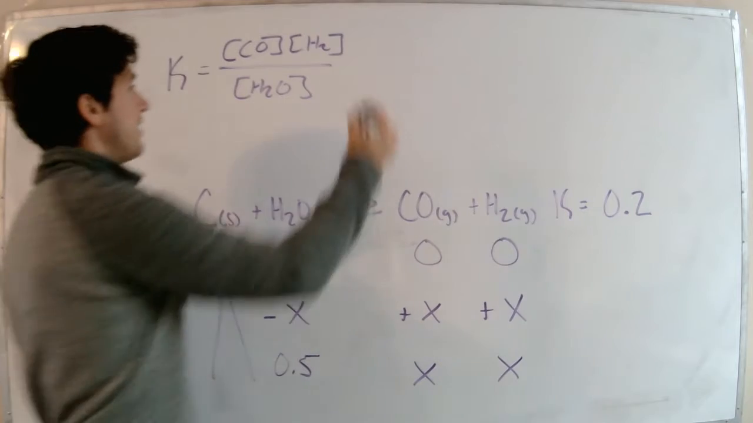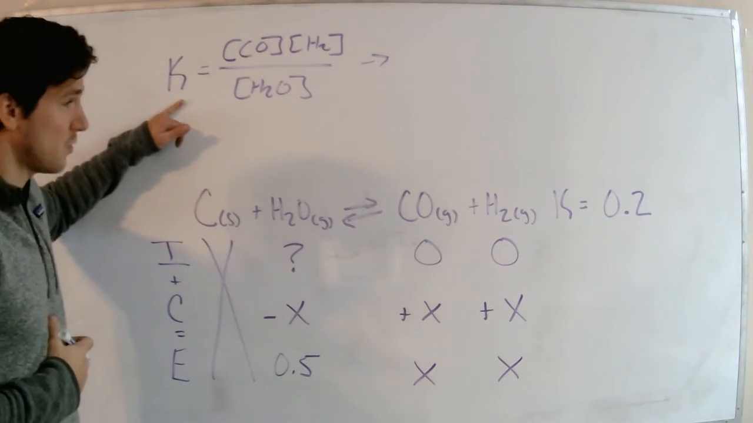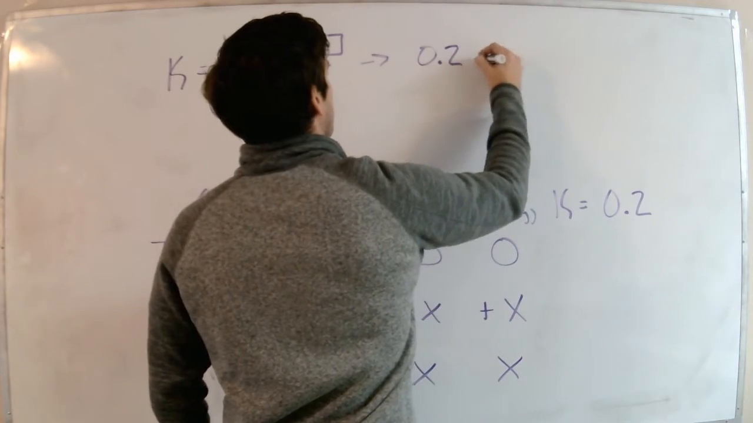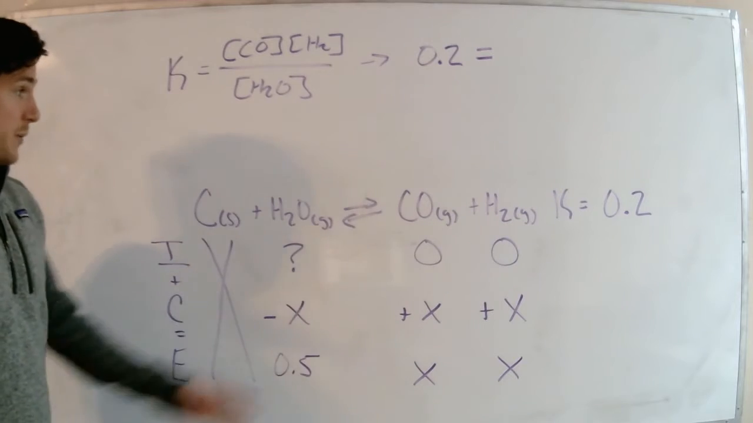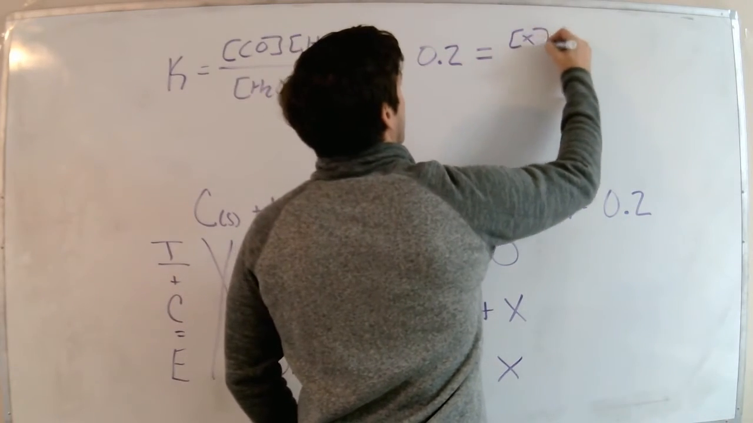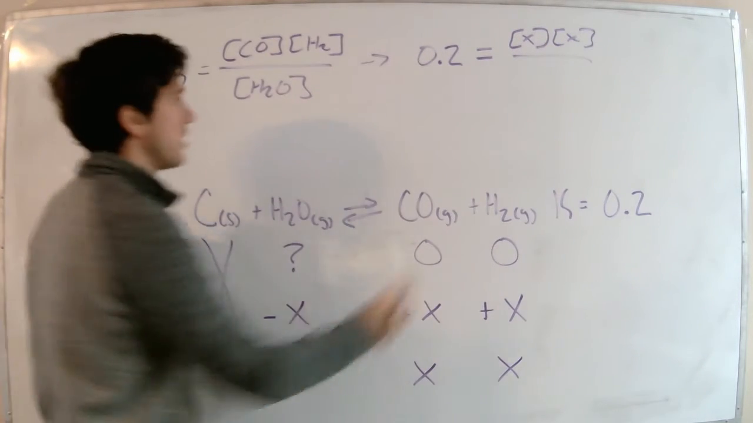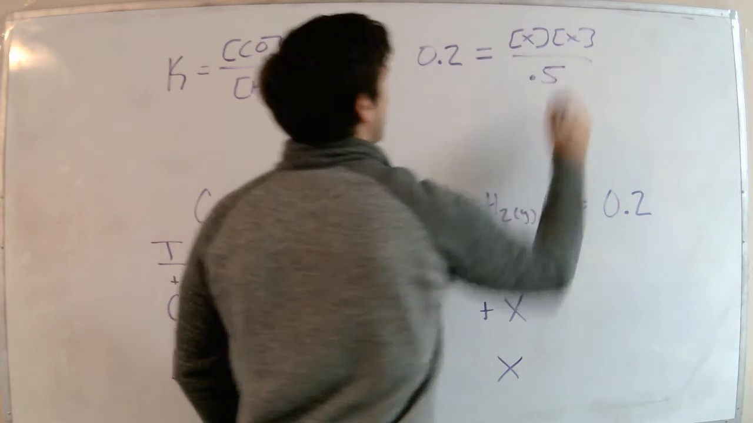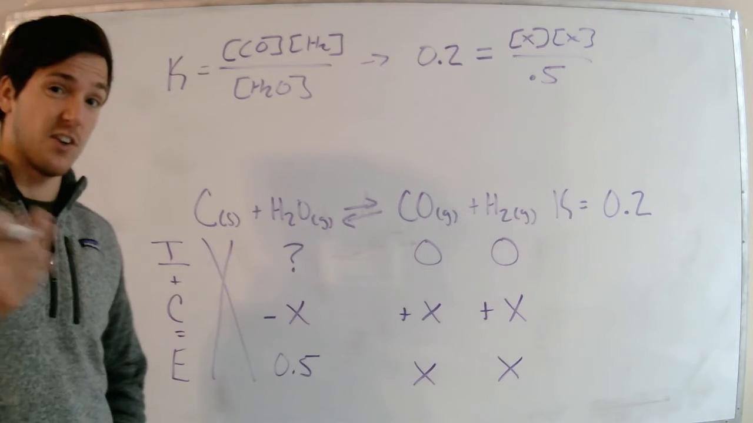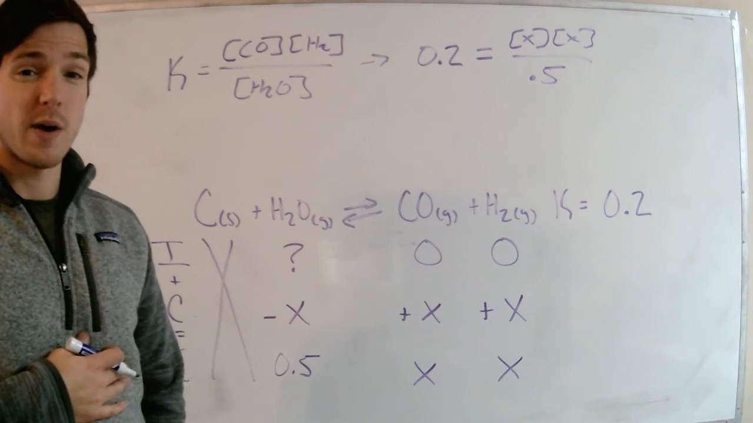And let's plug in everything we know. This is new. We actually have K, so let's just plug that in, 0.2. We don't know CO and H2, but we do know they're both x. And we do know H2O's equilibrium concentration, which is 0.5. All right. This is starting to look like something we could solve. This is starting to look algebraically like something where we could solve for x. So let's go ahead and try doing that.